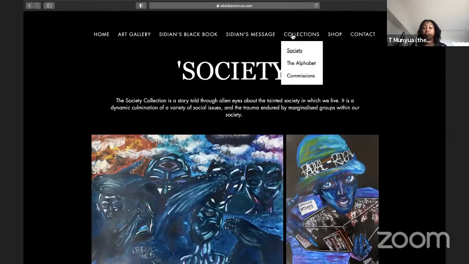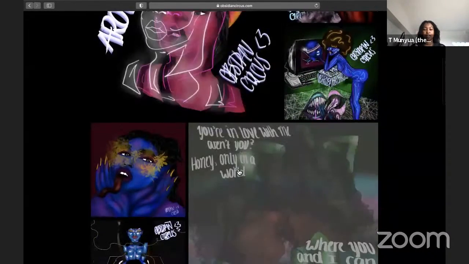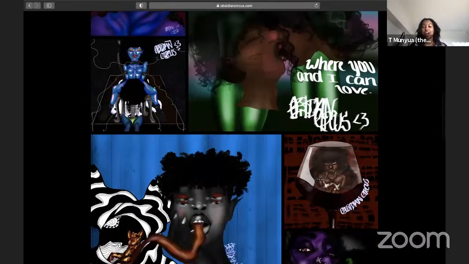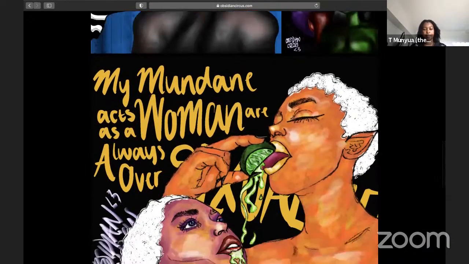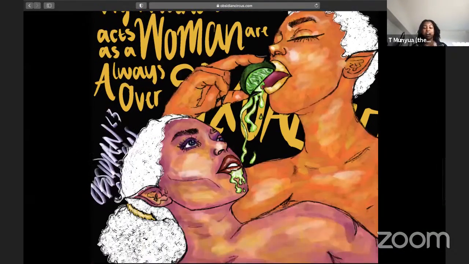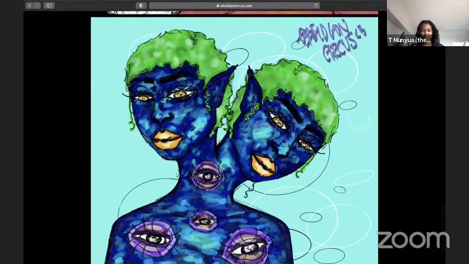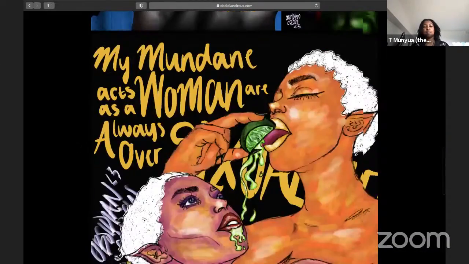I also have another collection, the Alphabet collection, which is all digital pieces. It's called the Alphabet because each piece is titled with the first letter as the alphabet goes. I've only gotten halfway through the alphabet, but that's how it is so far. Very vibrant. I took this idea and this collection and put it into the model guideline interpretation, so you can see many similarities.